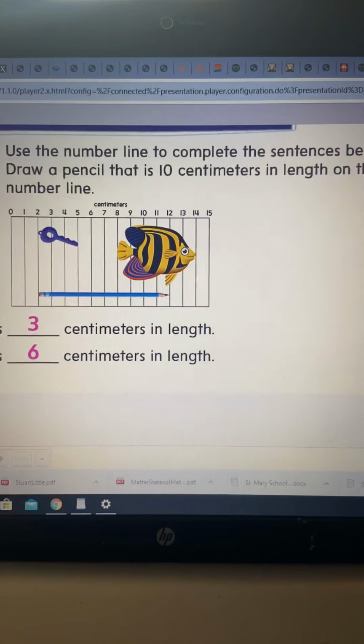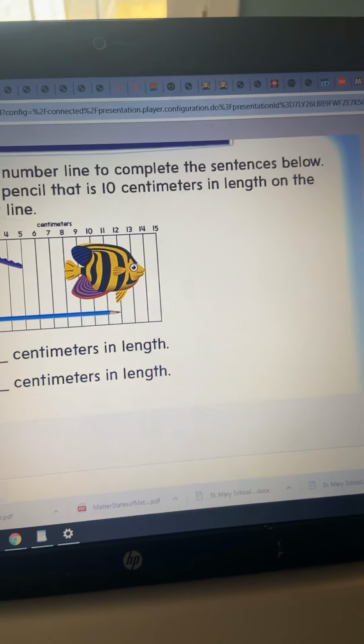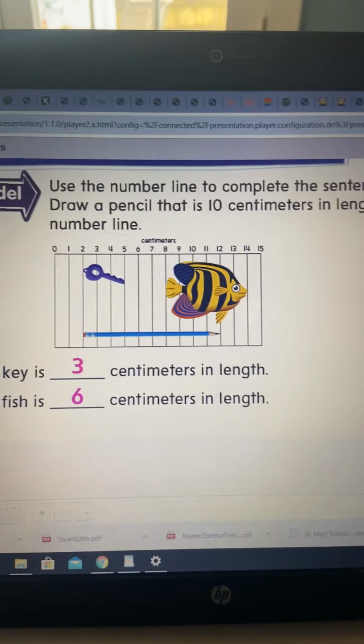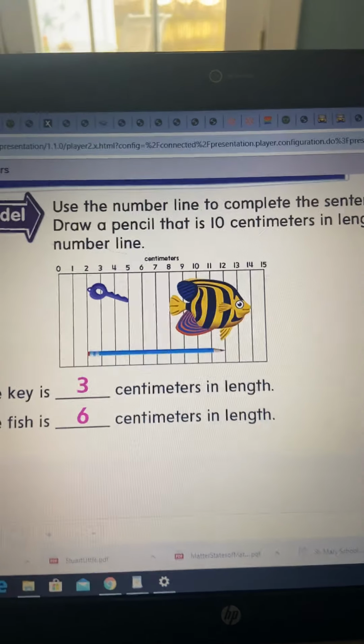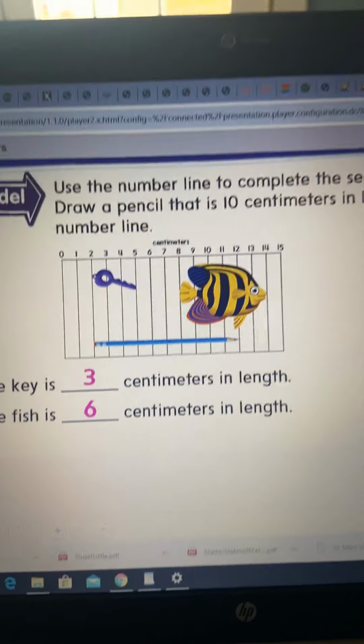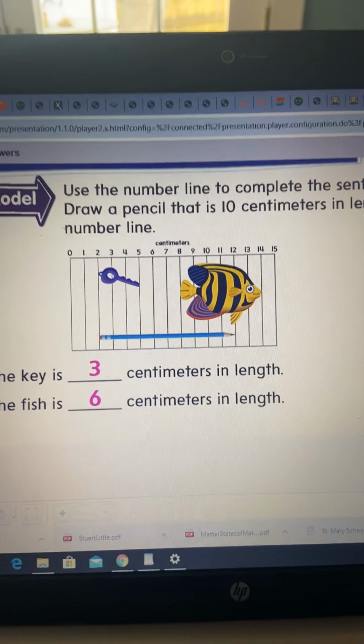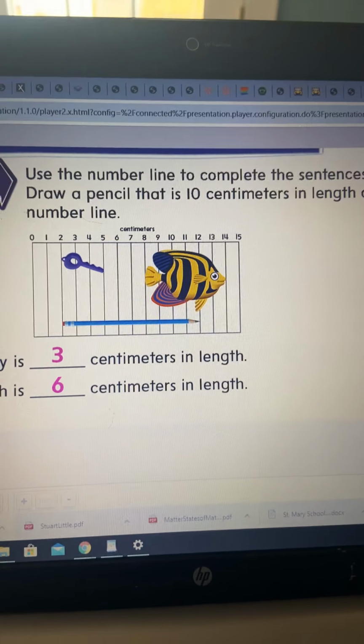And the pencil started at 2 and ended at 12. And how many centimeters long would the pencil be? Well, it would be 10. It tells us that in the question. Okay.